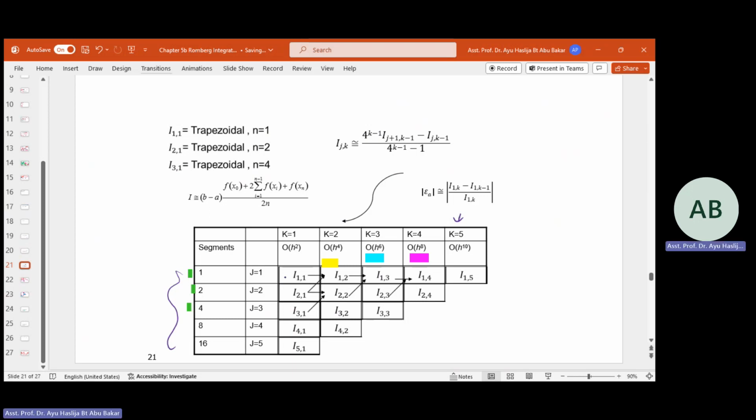Okay, as I mentioned earlier, trapezoid and Simpson's are only at this level, OH2. They go vertically to get more accurate data. But for Romberg, it moves sideways through a few levels of integration, so you have more accurate data instead of going downward.